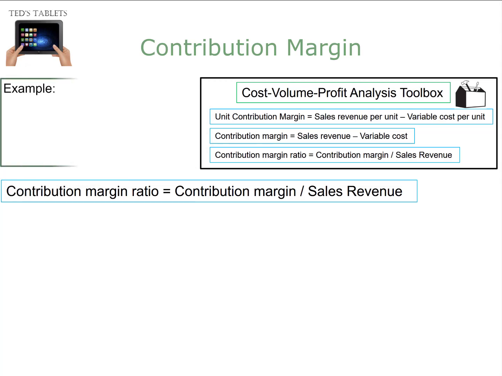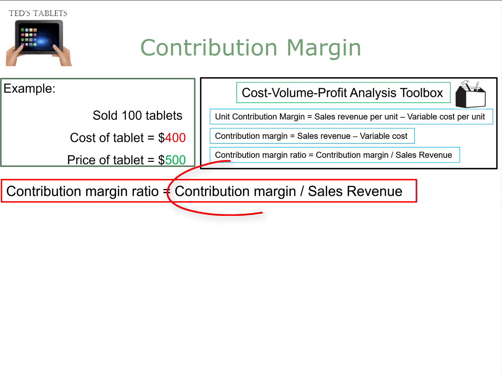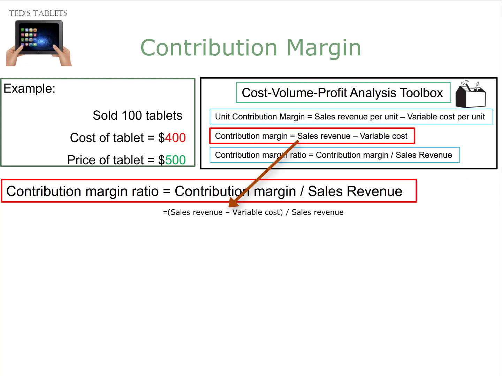So we're going to use the same example as before with Ted's tablets. Ted's tablets sold 100 tablets. They cost Ted $400 to make per tablet, and he sold them for $500 each. Using the contribution margin ratio formula, what is the contribution margin ratio? Notice the formula starts with contribution margin. So what is the formula for that? Using our toolbox, we see it's sales revenue minus variable cost. So our formula now becomes sales revenue minus variable cost divided by sales revenue.